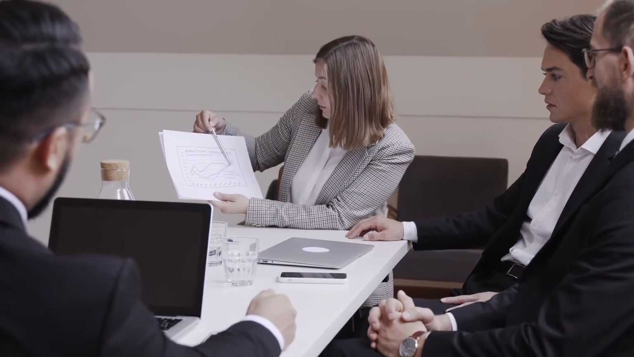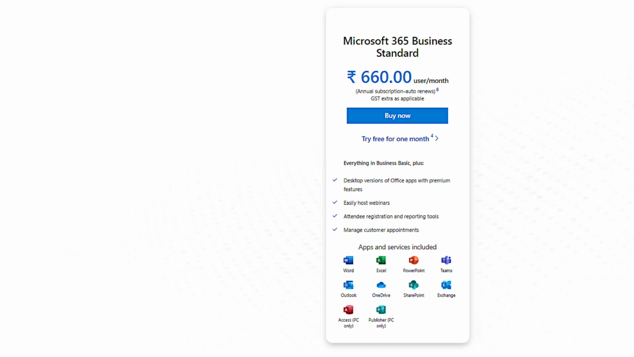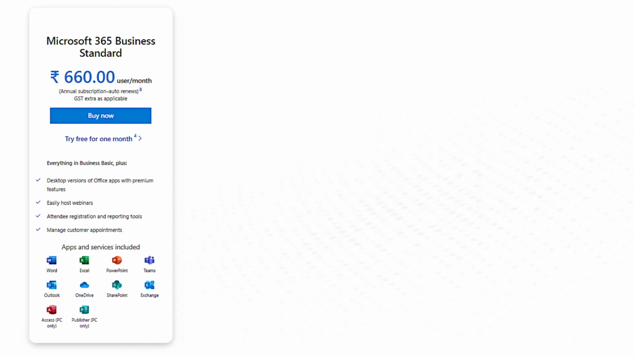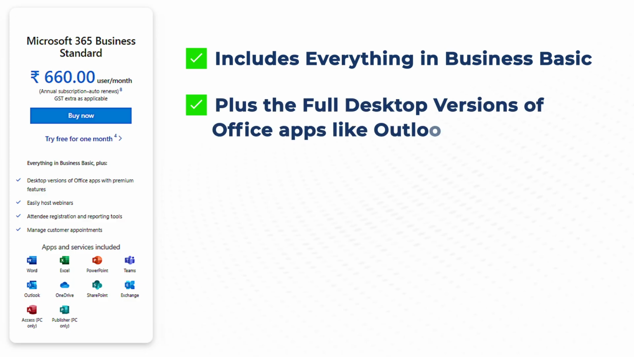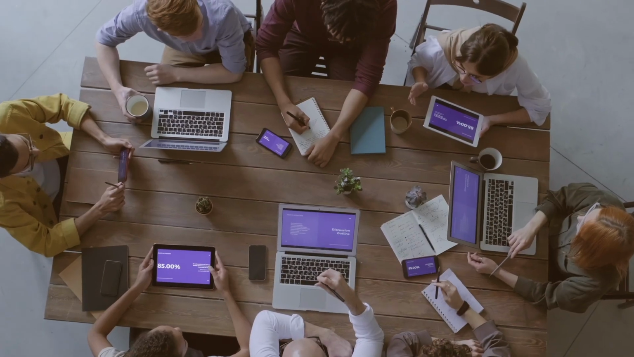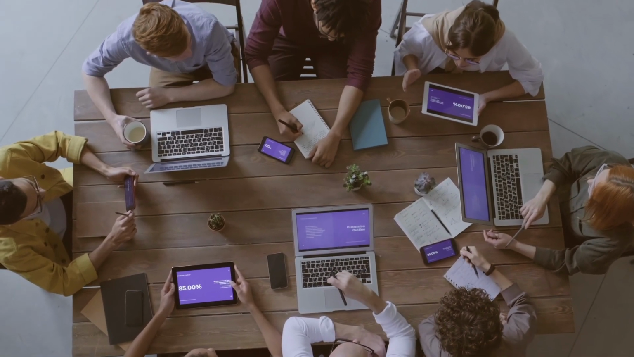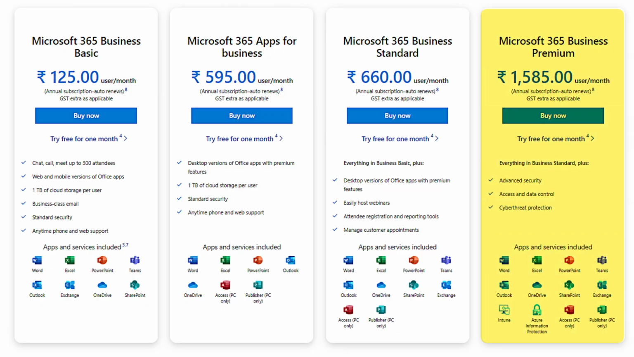If your team needs the full power of desktop applications, Microsoft 365 Business Standard is the way to go. It includes everything in Business Basic, plus the full desktop versions of Office apps like Outlook, Word, Excel, and PowerPoint for both PC and Mac, making it ideal for teams that rely on robust, installed tools. There's also Business Premium for advanced security, and Enterprise plans for larger organizations.